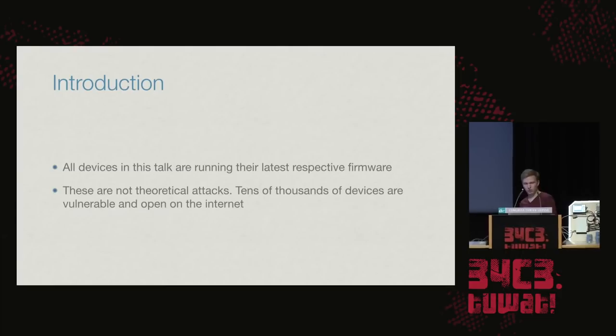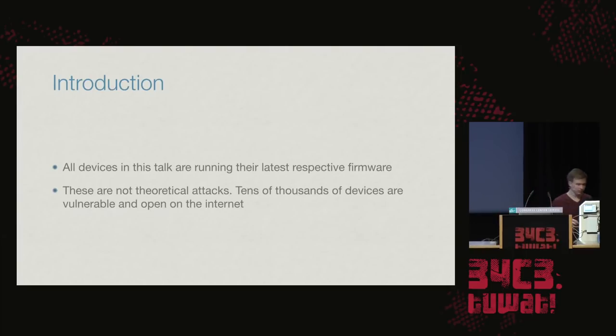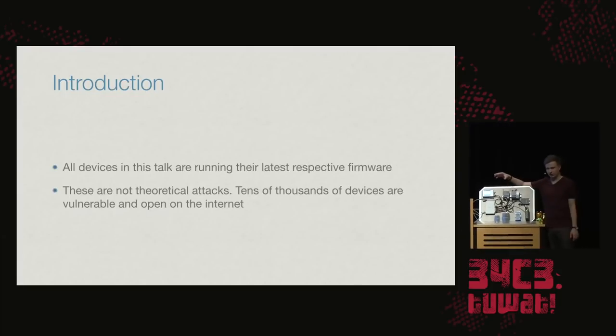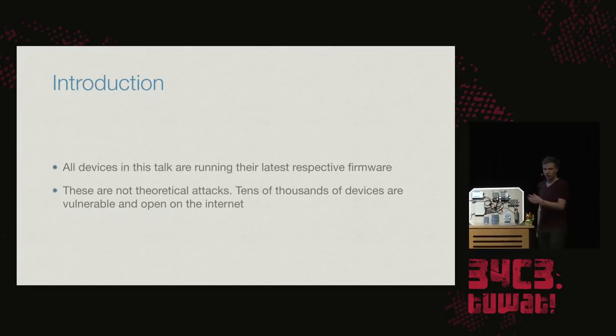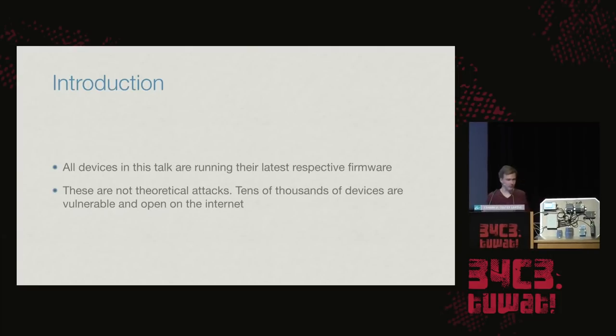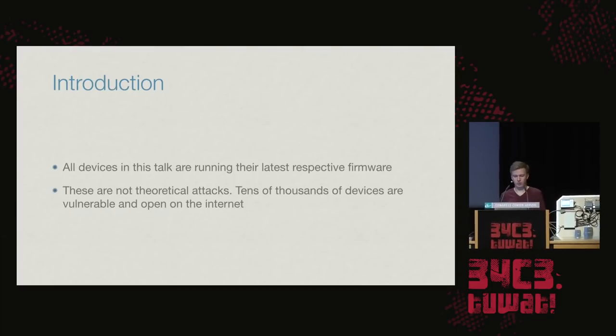Before we start, a short introduction to the background of this talk. This year, I did some SCADA penetration tests, and I found that while the PLCs and so on are pretty well covered in the security research area, all the small devices that surround SCADA environments are not really well covered. So basically, we have the big Siemens PLCs and so on, and there's a lot of research going on about them. But there are also a ton of other small Ethernet devices involved in industrial networks that are not really researched very well yet. And all devices that we're going to talk about are running their latest respective firmware.